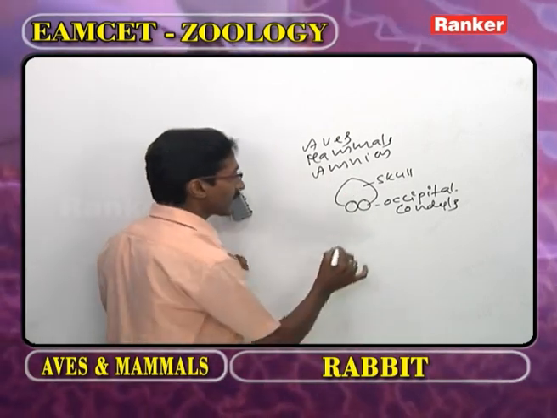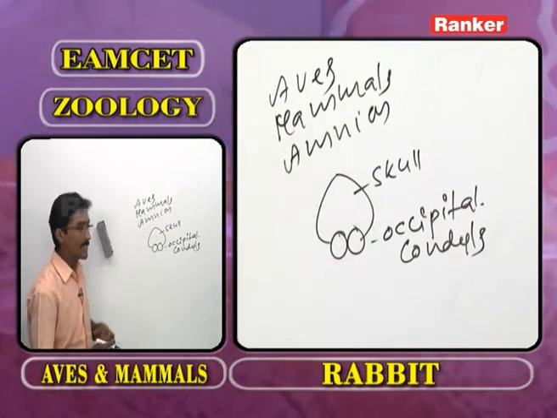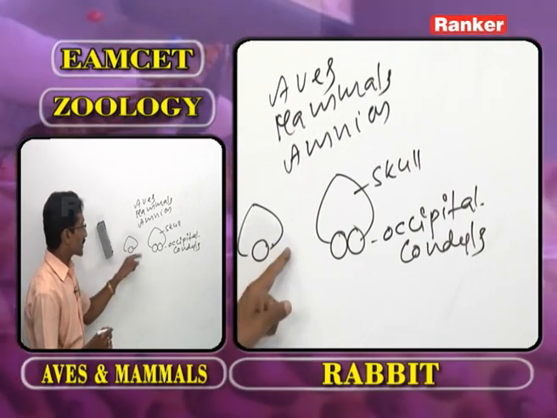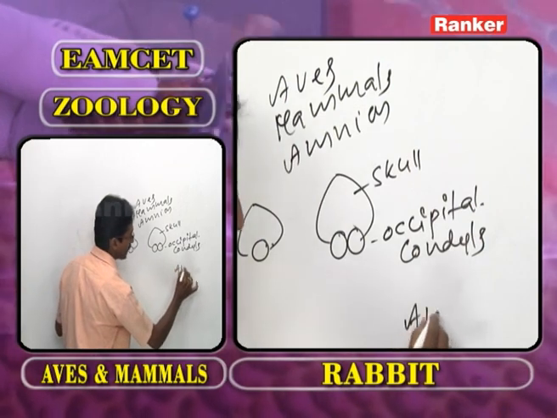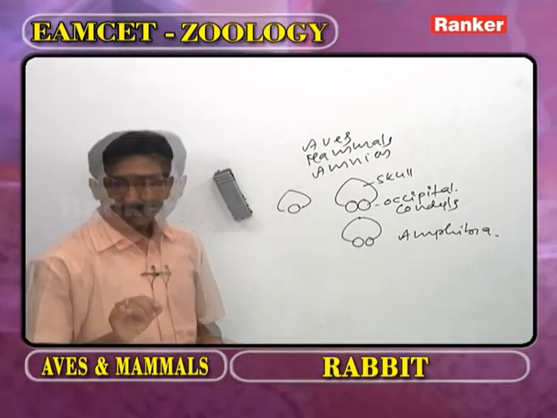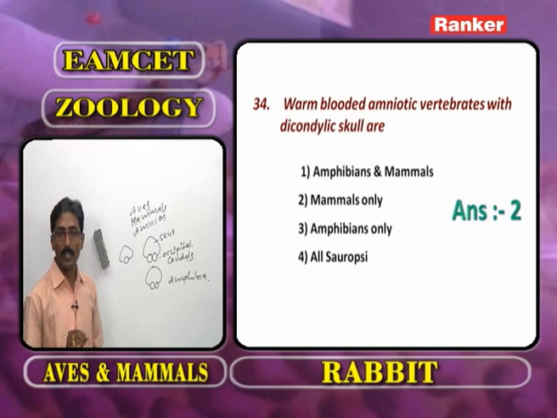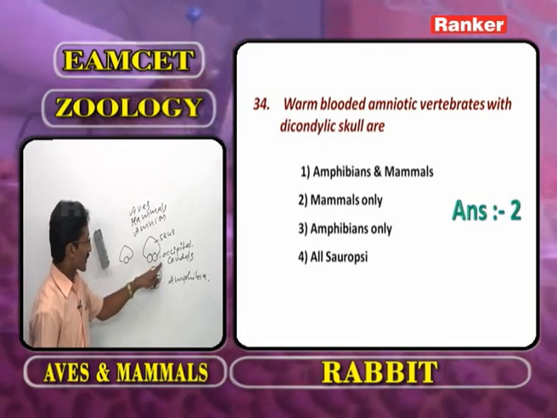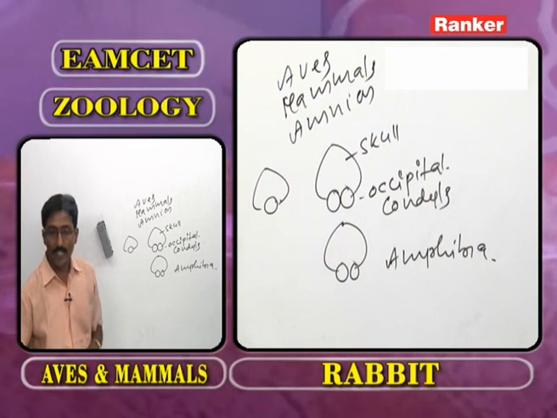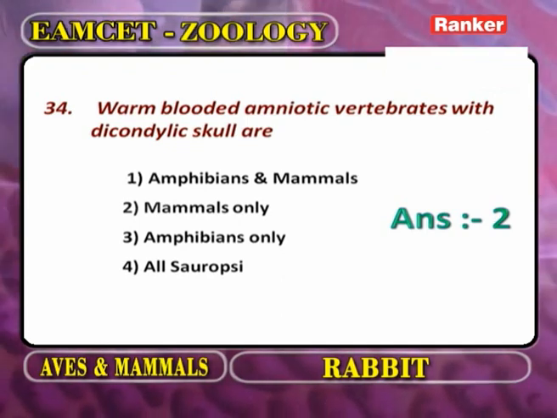In case of mammals, dicondylic skull is present. But in case of aves, what type of skull? Only one occipital condyle, that is monocondylic skull. And in case of amphibia also, what type of skull is present? Dicondylic. Now based on this, warm-blooded amniotic vertebrates with dicondylic skull are only mammals. In the mammals, at the base of the skull, there are two occipital condyles, so it is called dicondylic skull. Amphibia are not warm-blooded animals. Here the answer is only mammals. Now we go for the next question.